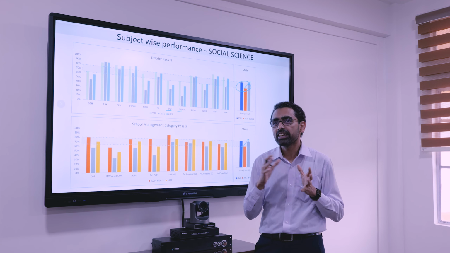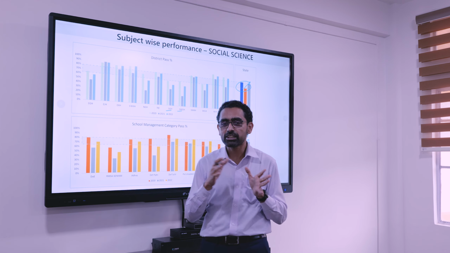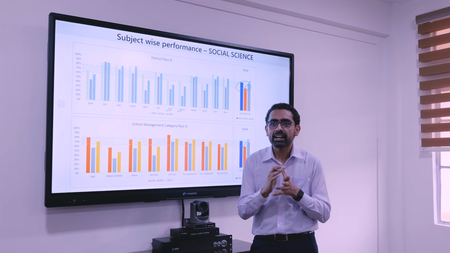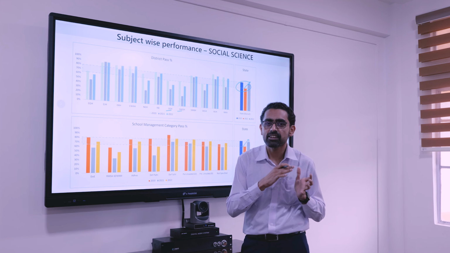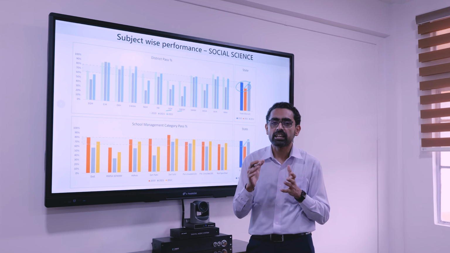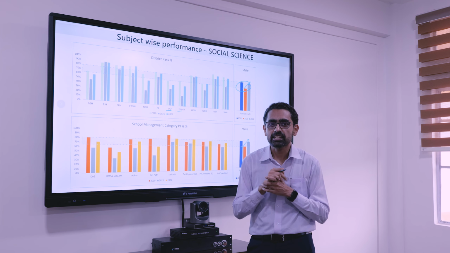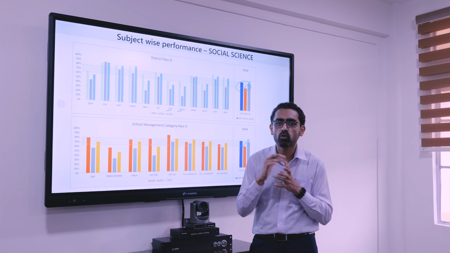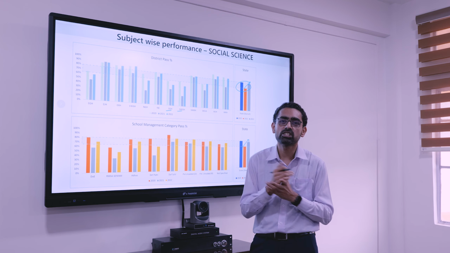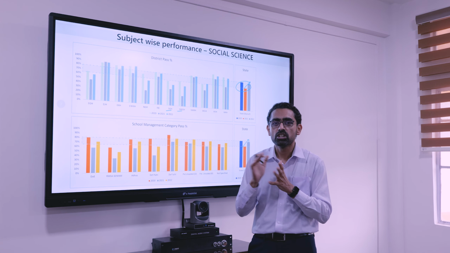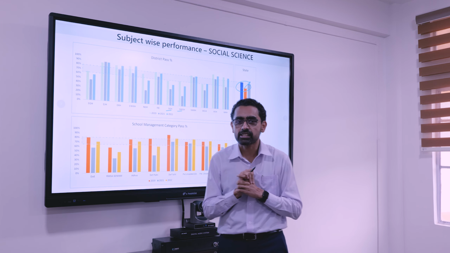So right now, when we are still moving between 50 to 60%, what we have planned from the Department of Education side is that every year we want to see at least a 5 to 10% increase. And in the next 5 years, we would want most of the schools to reach 95 to 100% when it comes to SSLC.